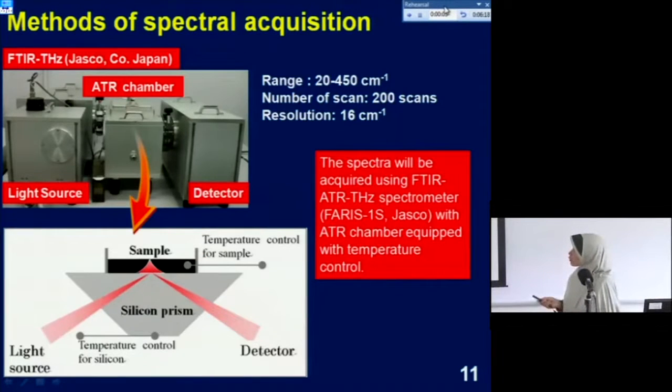This is the method of spectral acquisition. First, I put the sample on the surface of the silicon prism, and when the Terahertz wave comes to the silicon prism, some of the light will reflect back into the sample and generate the evanescent wave. This evanescent wave will penetrate the sample with a penetration depth depending on the wavelength. And then the spectra of the sample containing the information will be detected by the detector. These are the parameters used in our study.